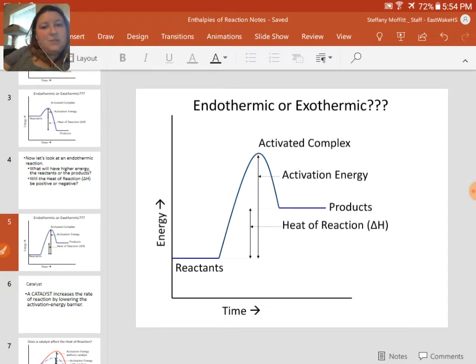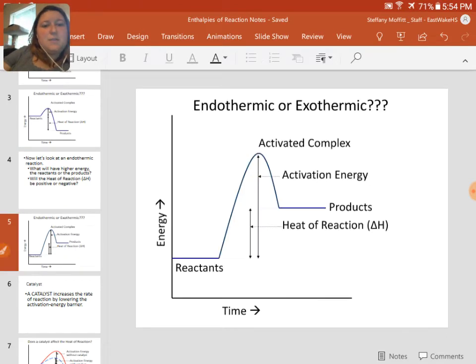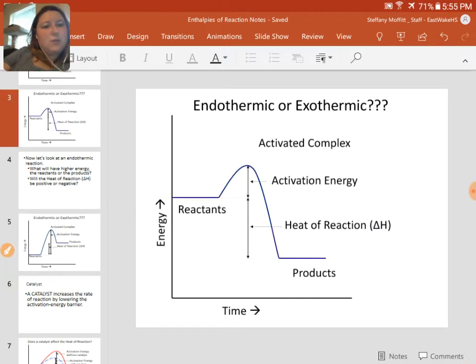So the delta H of reaction, delta H is actually the heat of the products minus the heat of the reactants, or the energy, same difference. The products are actually more here than the reactants, so our delta H is actually going to be a positive number, whereas with our exothermic reaction, delta H was a negative number because the products are less.